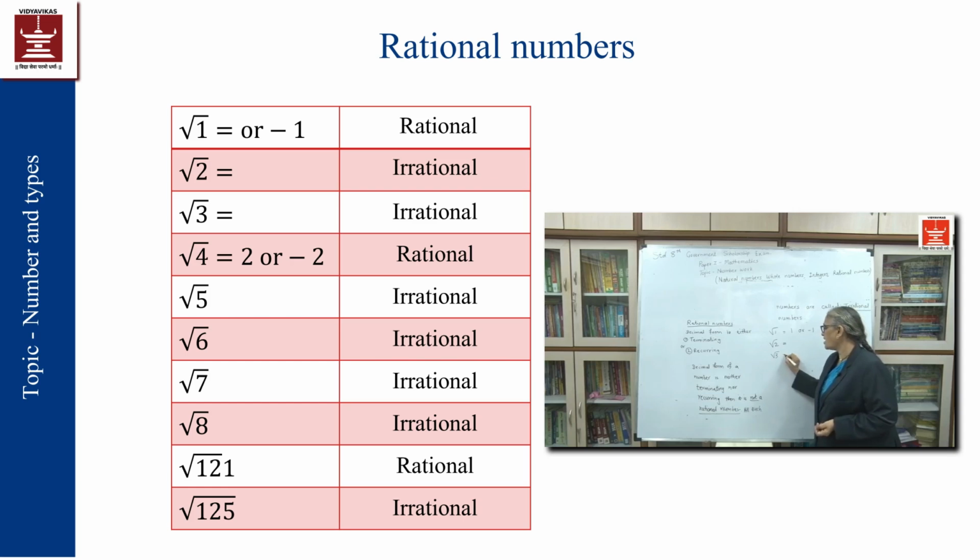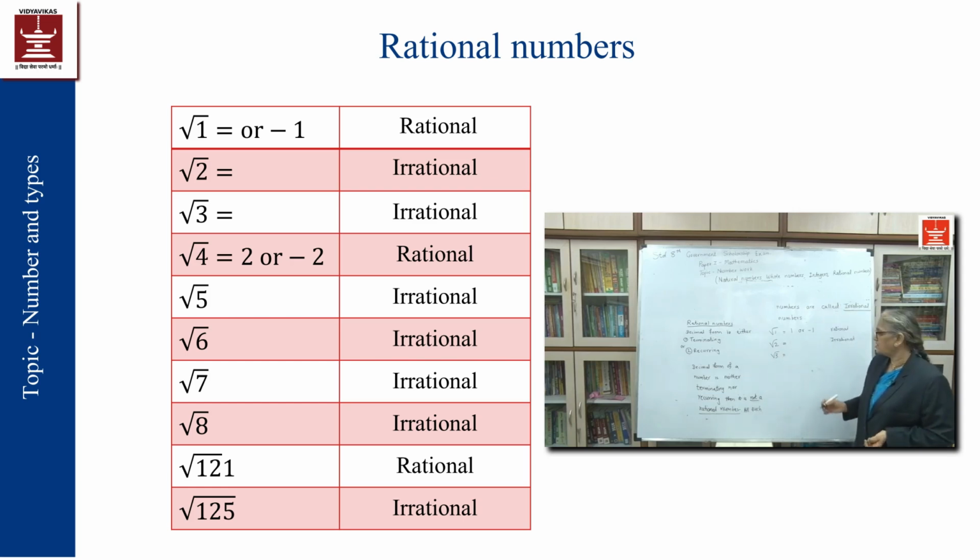What about root 3? Is 3 a perfect square? Number 3 is not a perfect square. So, obviously root 3 is going to be irrational.